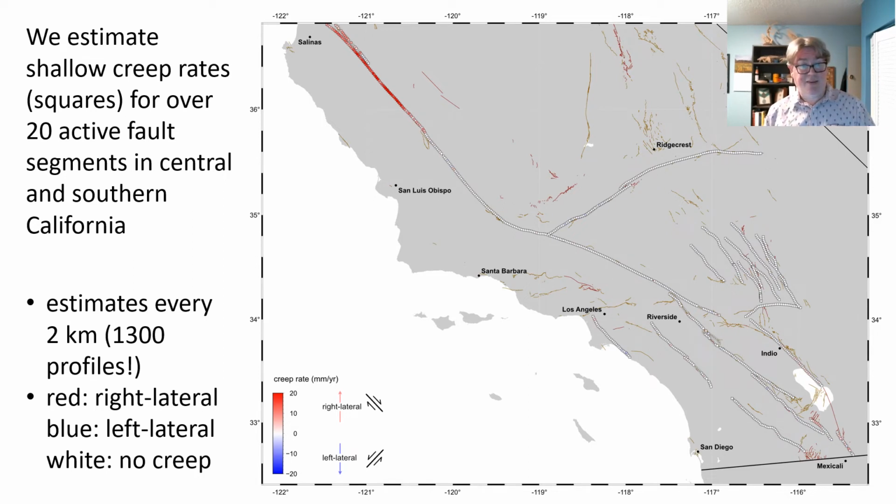In this color scheme, red is right lateral surface motion or surface offset. Blue would be left lateral surface offset. We don't really see very much of that. And white indicates no resolved creep, and there's quite a lot of that. That's most of the profiles we tested do not show strong evidence for creep.